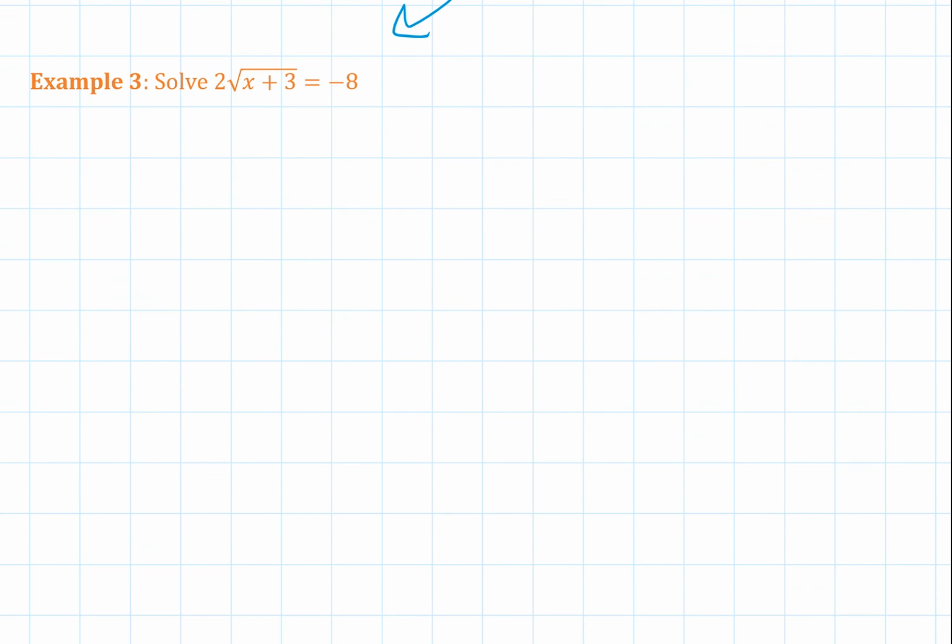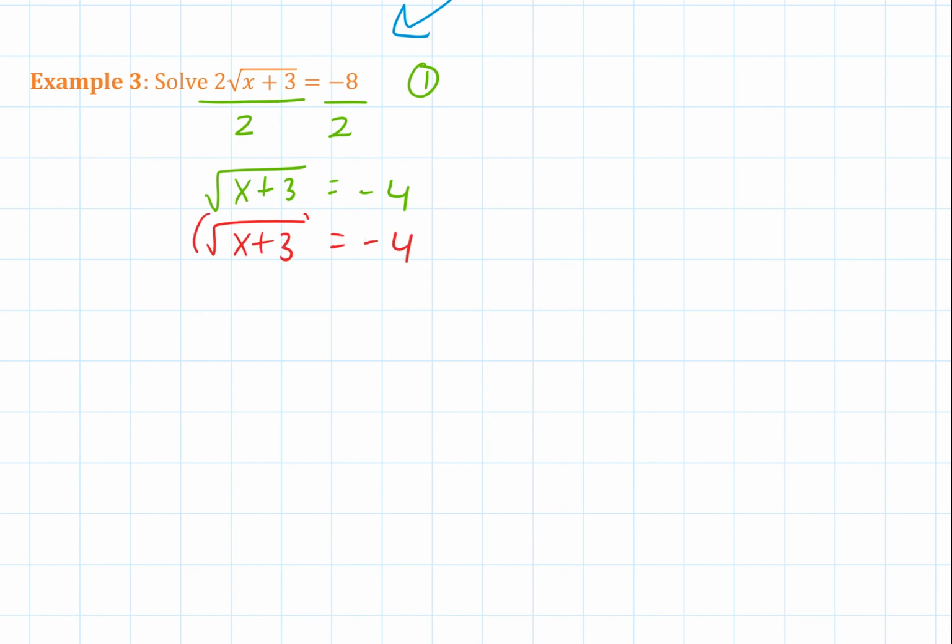Okay, just one more for us today. We know that the first thing we want to do is isolate the root. This time 2 is being multiplied by the root. So to move it, we will divide. So we get square root of x plus 3 is negative 4. Next thing we know we need to do is square both sides so we can get rid of that root. So we get x plus 3 is 16. Next thing we know we need to do is solve for x. This time we just have to subtract.